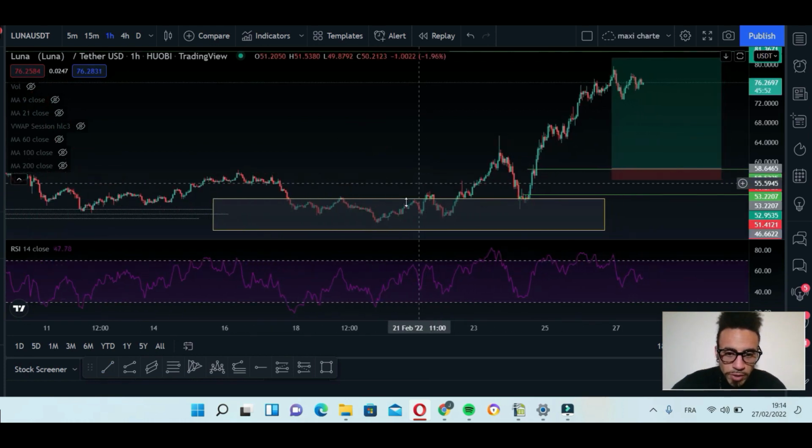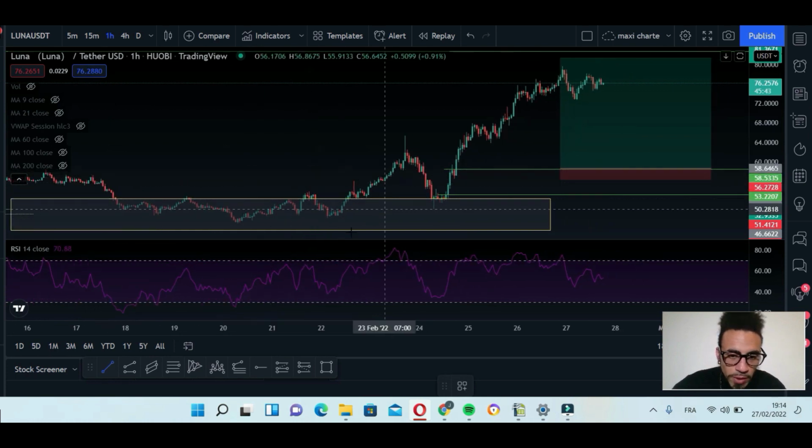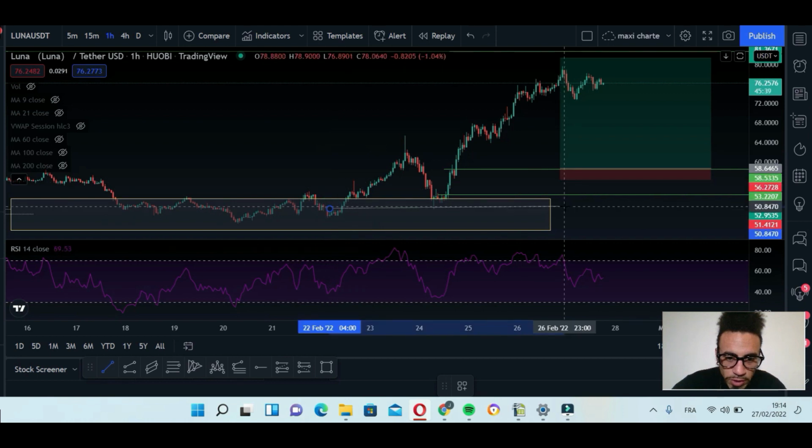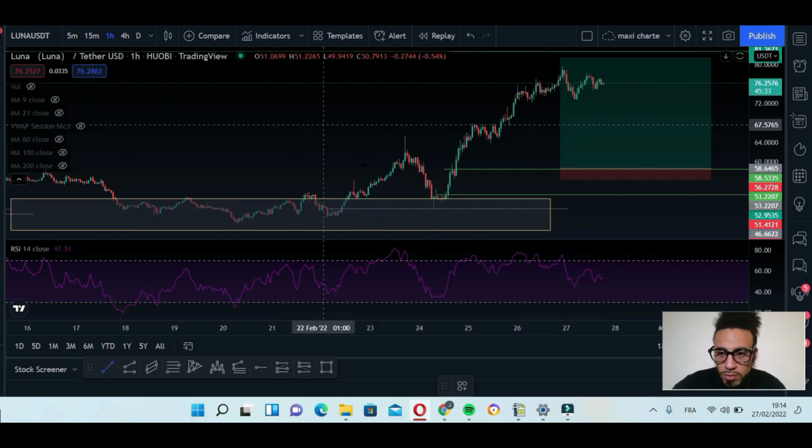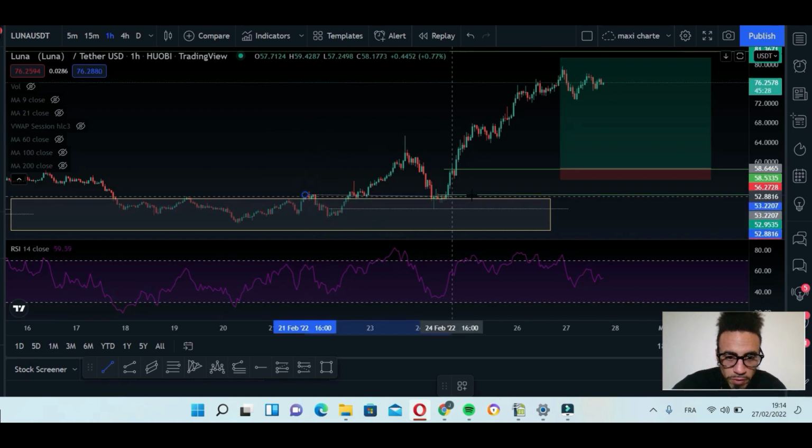Now about my entry, I entered a little bit early-ish, so I had in mind I had to watch this level right here, which kind of was spot on. That would have caught the very bottom of the move. And I had this top of the, because on a bigger time frame, this would be the top of the last sell before buy candle.